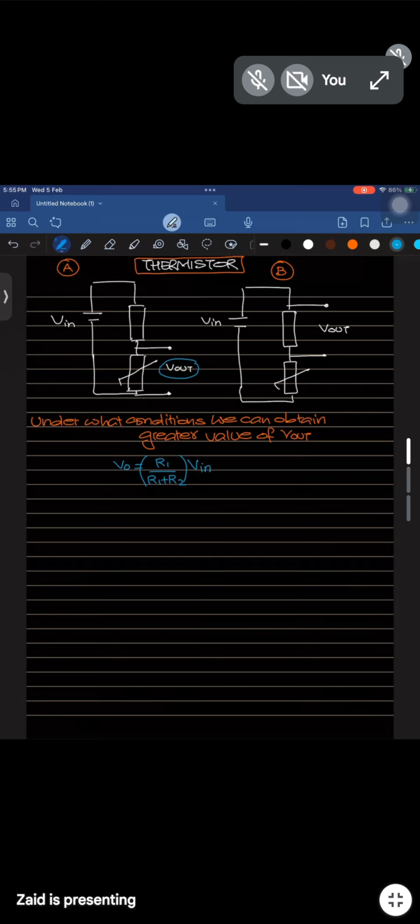It's quite obvious that when R1 is greater, V out is going to be greater. In this case, this is R1 and this is R2. In this case, this is going to be R1 and that is going to be R2. So now you have to tell what must be the condition for scenario A and what must be the condition for scenario B for which you're going to have a maximum output voltage.